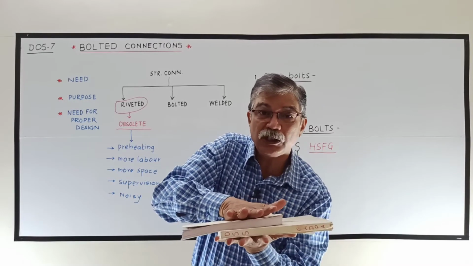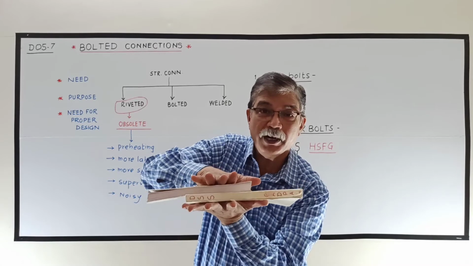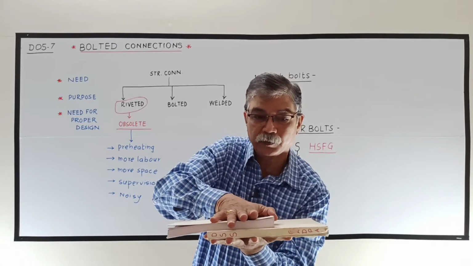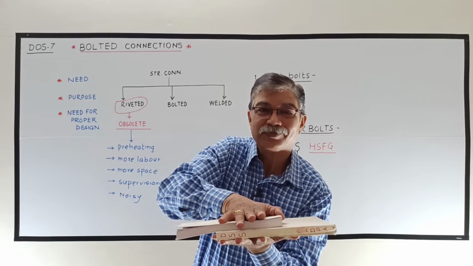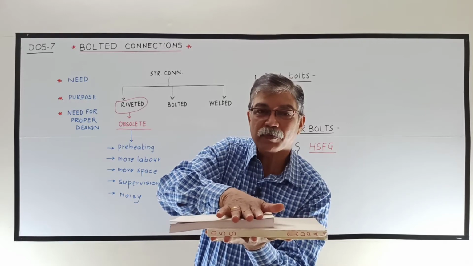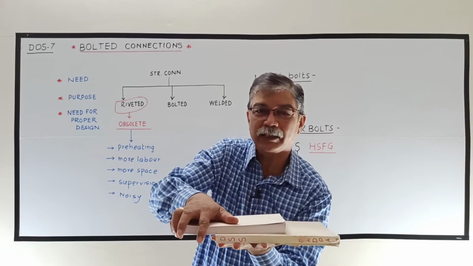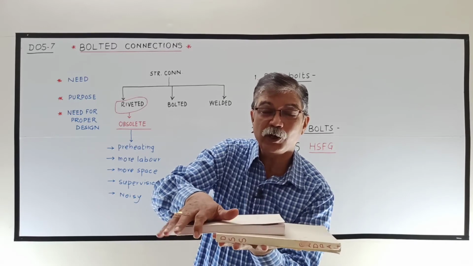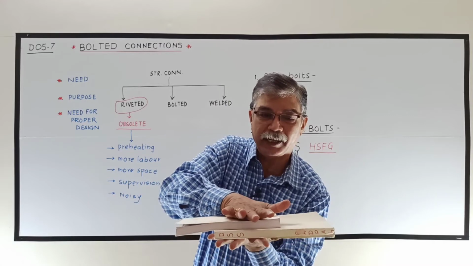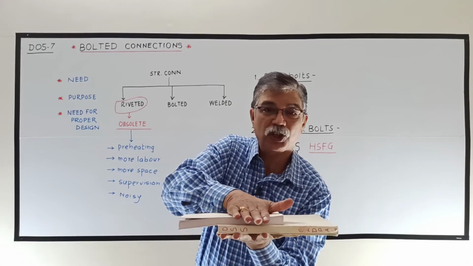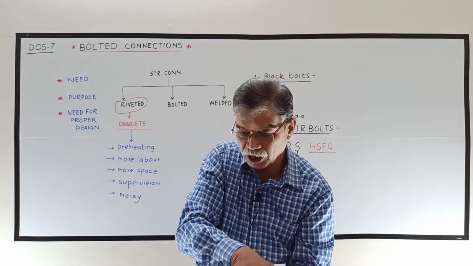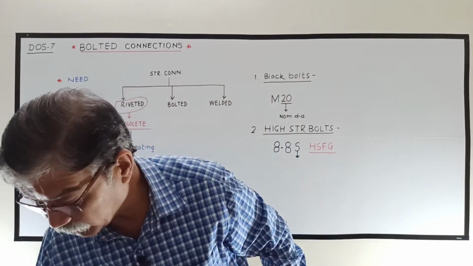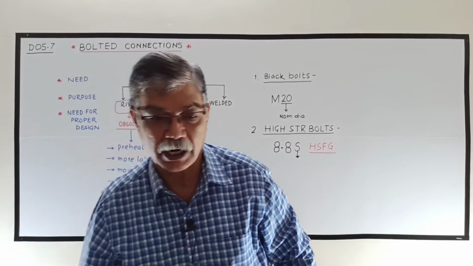Okay, and due to this, what happens? These two plates will not be able to move over each other. If clamping force is not there, they may slip. But due to initial tension, pre-tension, there will be extra clamping force which will not allow slip between the two plates which are connected.